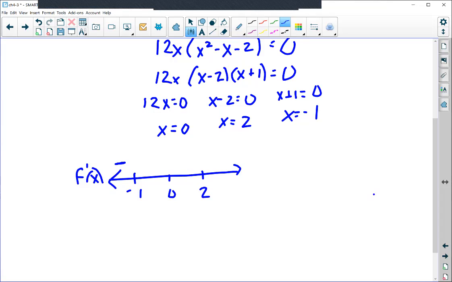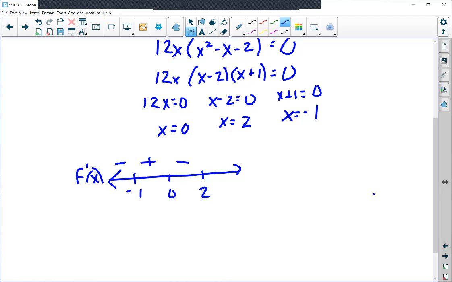Pick a value between -1 and 0. Maybe -1/2. 12 times -1/2. Negative. -1/2 minus 2. Negative. -1/2 plus 1. Positive. So I multiply a negative, negative, and a positive. My result is positive. Pick a number between 0 and 2, maybe 1. And if I plug it in, I get positive, negative, positive. And when I multiply two positives and a negative, my result is negative.